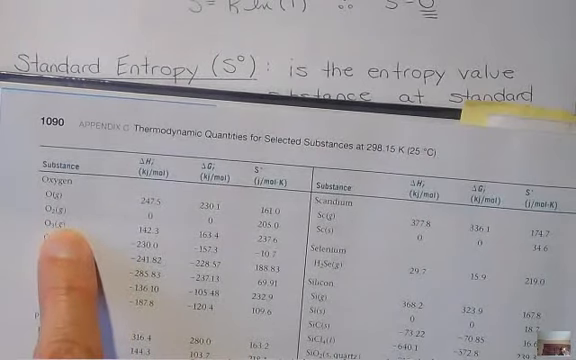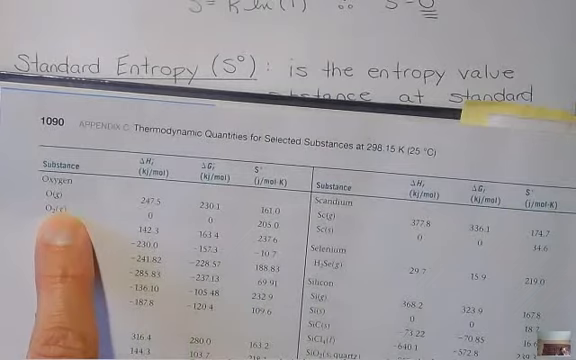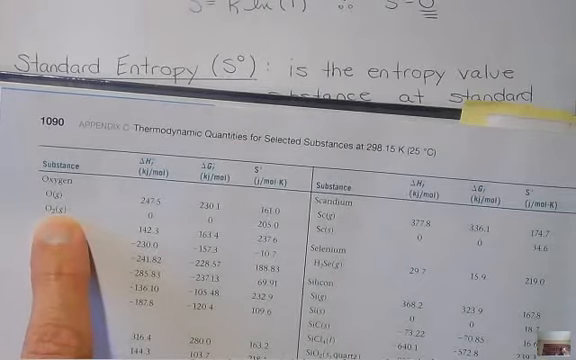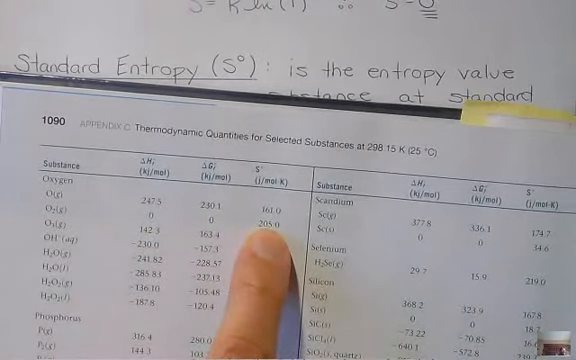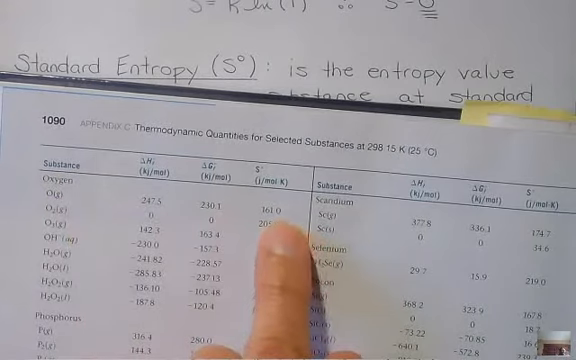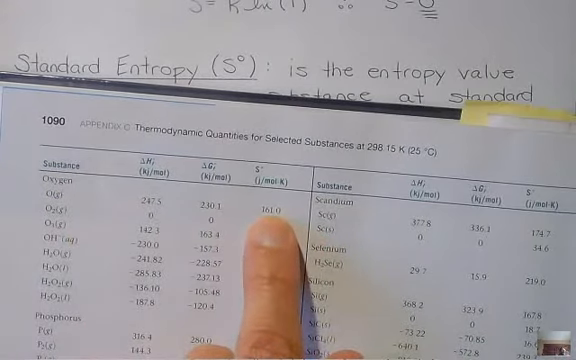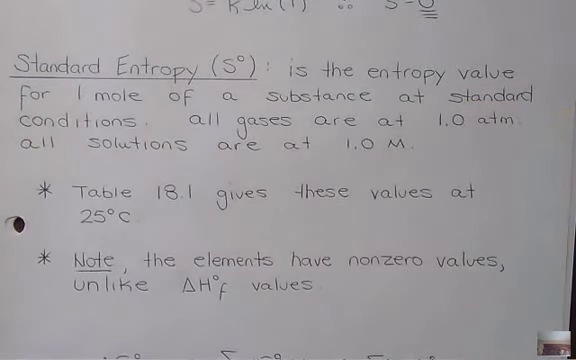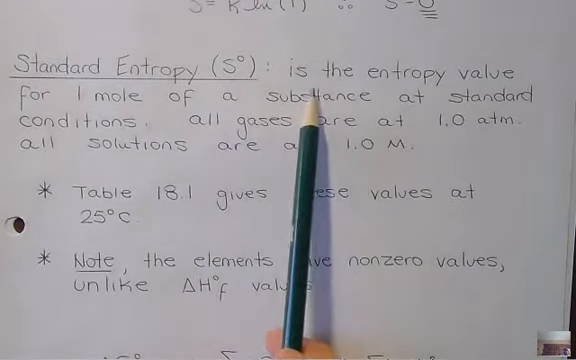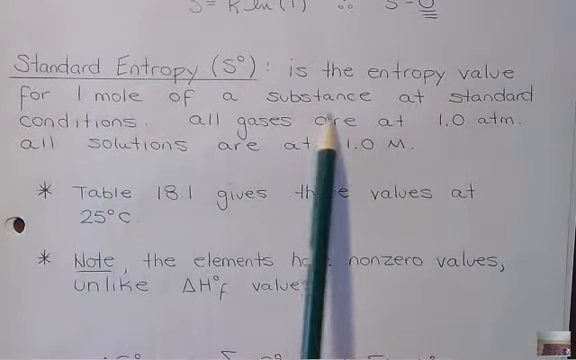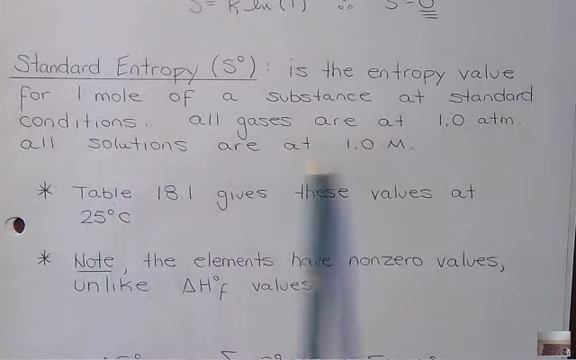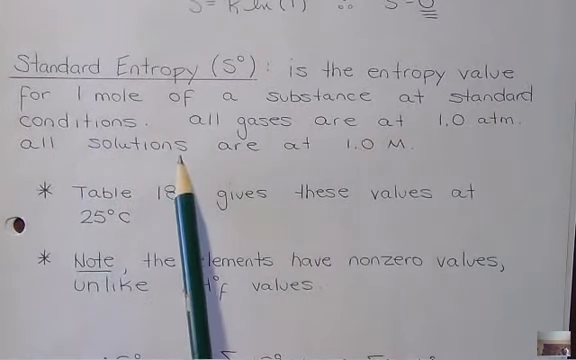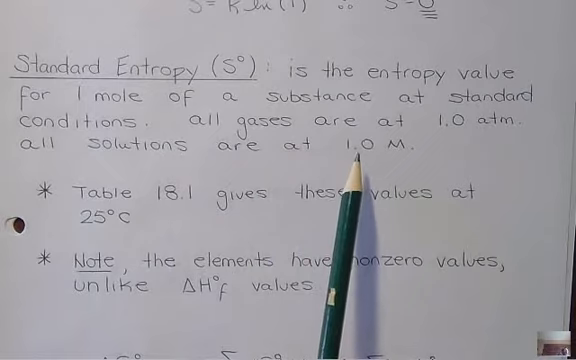So here's ozone gas, right? Make sure you look up the gas state. Here's oxygen O2 gas. It has an entropy of 205. An oxygen atom has less entropy because it vibrates less. There's only one atom. It has one of 161. Okay, so you can look up those numbers. So the standard entropy, S0, is the entropy value for 1 mole of a substance at standard conditions. All gases are 1 atmosphere. All solutions are 1 molar. Okay, so 1 molar is the standard concentration.